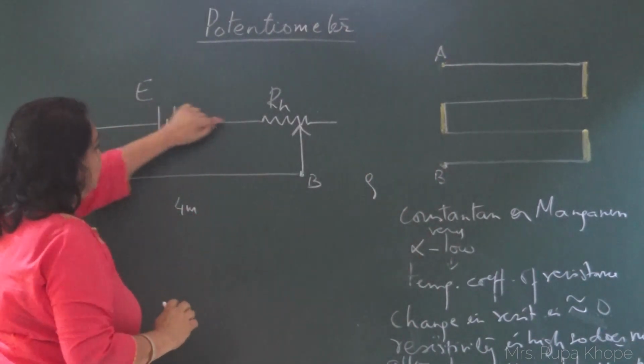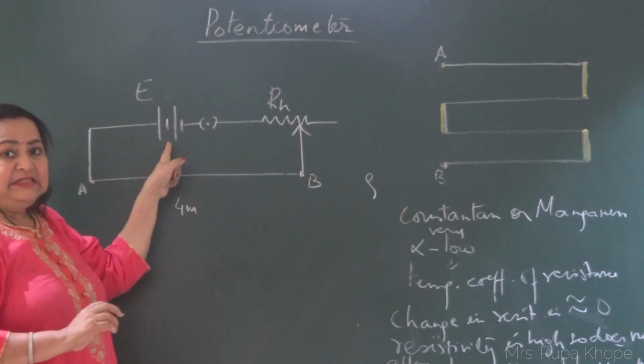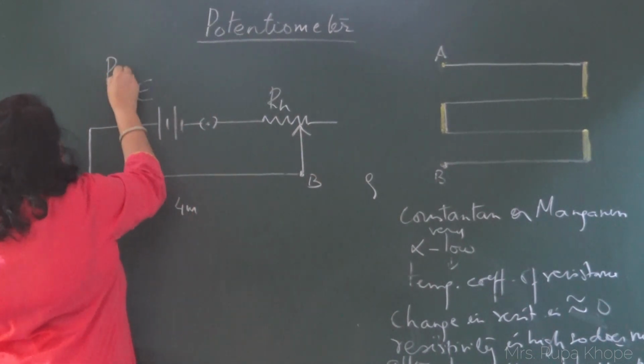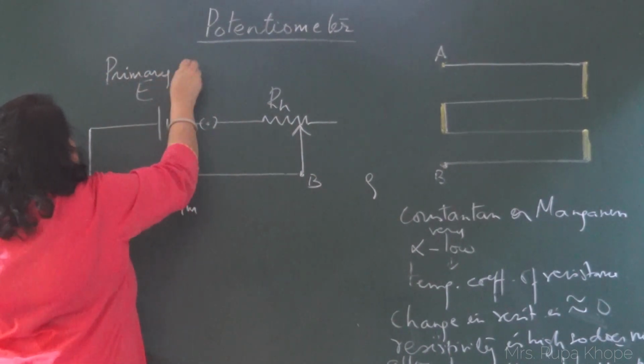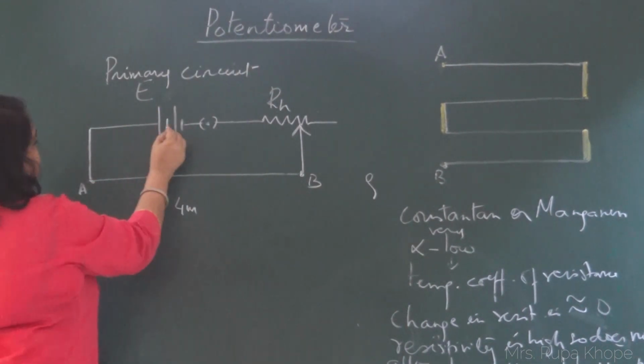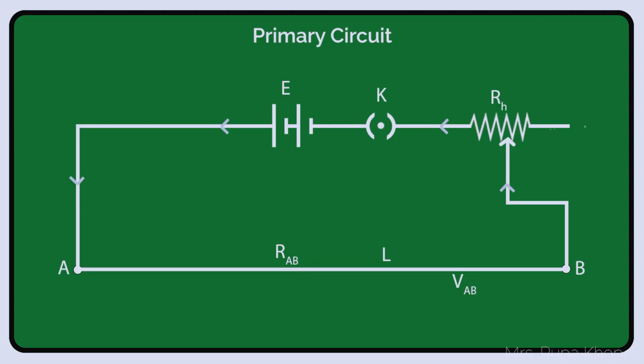Now we are connecting the main cell. This main cell is the eliminator. Now this is called the primary circuit. Now suppose we put on the current, so the key is on. Current starts from here. Let us call this current I. It flows through this wire, and then from here it comes back to the battery. So current I is flowing in the wire.